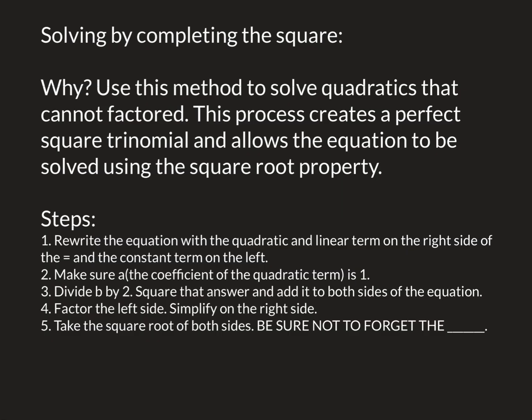Rewrite the equation with the quadratic and linear term on the right side of the equal sign and the constant term on the left. Make sure a, the coefficient of the quadratic term, is 1. And then step 3 and 4, let me show you, step 3 and 4 up to here, we've just been doing pretty much, except we didn't add to both sides of the equation. But we have been doing step 3 and step 4 for the most part on those last 3 examples.